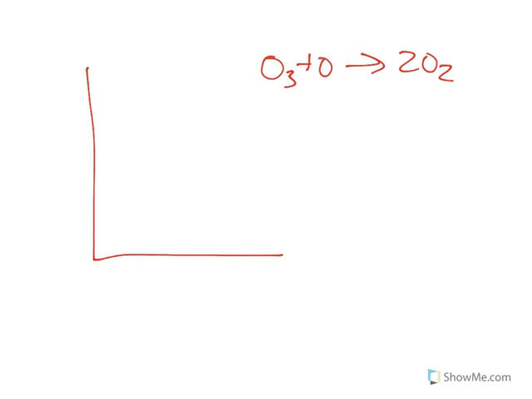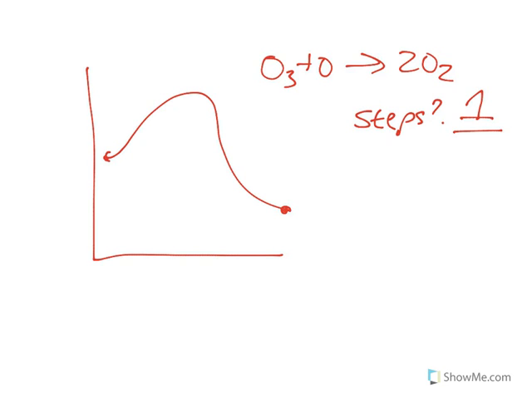So why don't we just go ahead and break these curves up into 2 different ones. Let's look at the O3 plus O going to 2O2. There's the curve. So we can answer a few questions. How many steps does this reaction have? And the answer is 1 step. How many transition states does this guy have? The answer is 1.